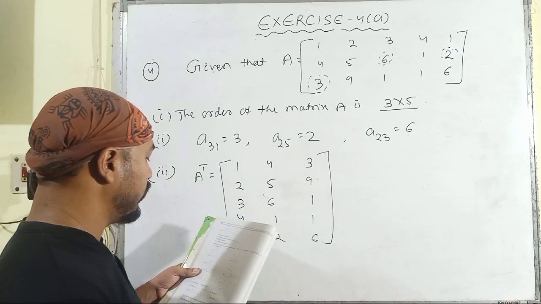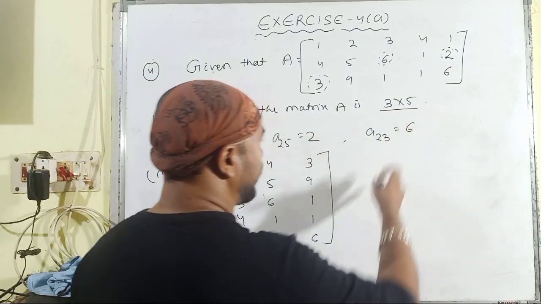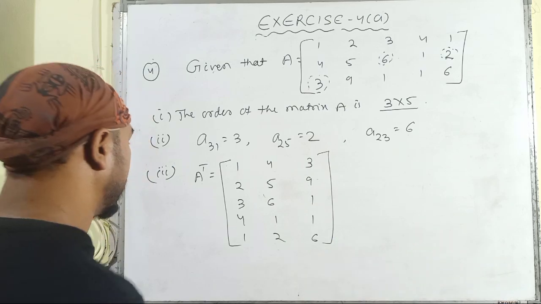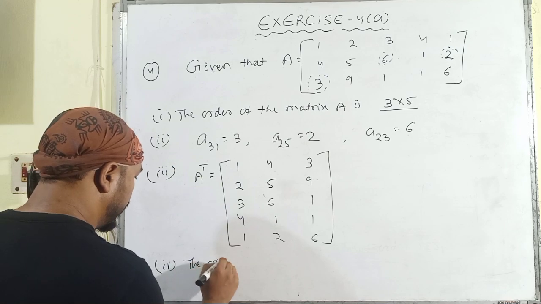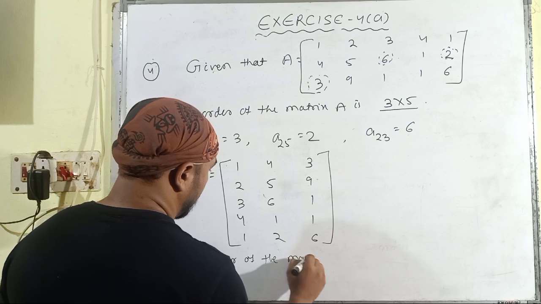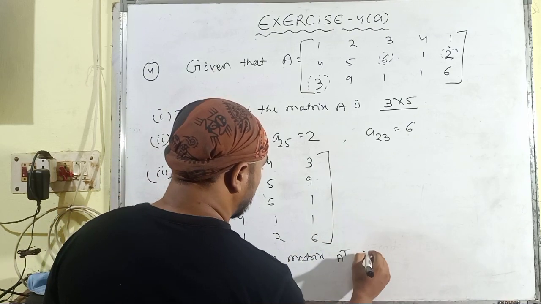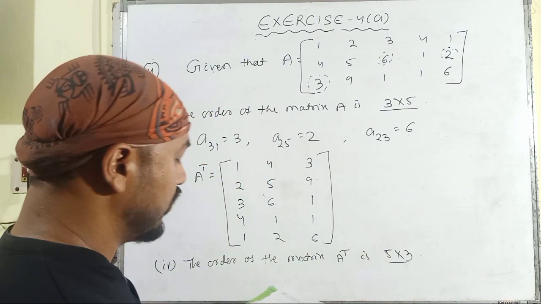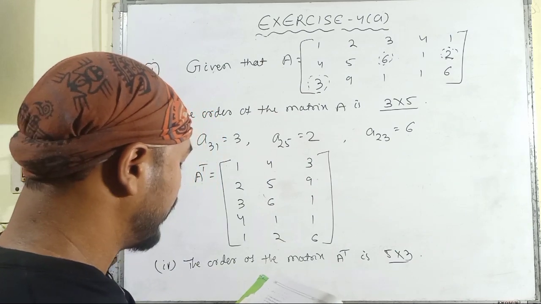Then we have to find out what is the order of A transpose. As the order of the matrix A is 3 cross 5, so the order of the A transpose will be the reverse, the 5 cross 3. That is 5 cross 3. The order of the matrix A transpose is 5 cross 3. So here it is the completion of problem number 4. Then moving to the problem number 5.